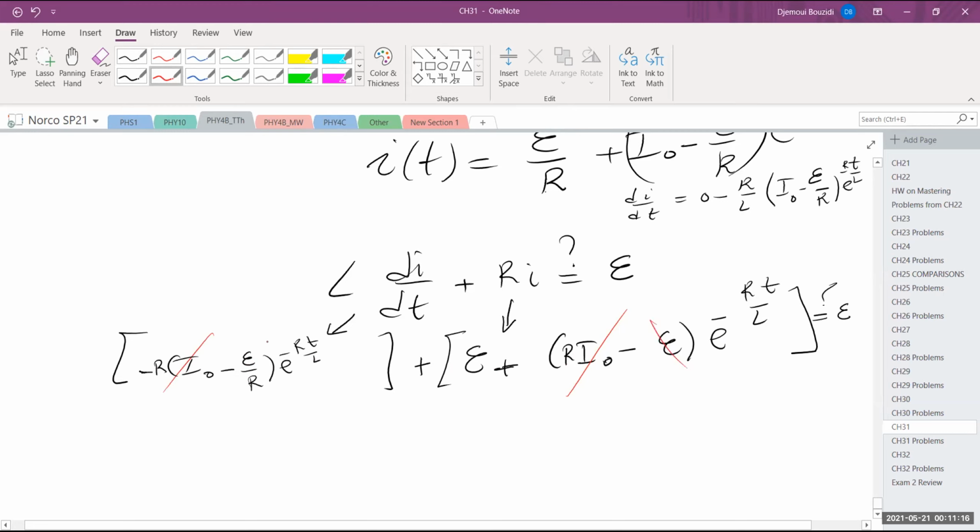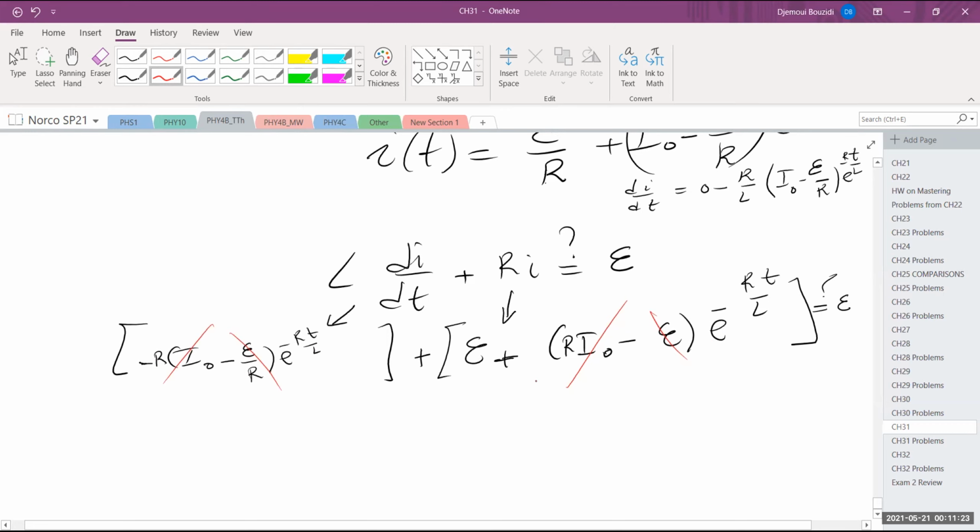They have also the right signs to cancel, because this is positive and they have the exact same term. So the only thing that is left on this side is epsilon. And is epsilon equal to epsilon? Obviously, yes. So it checks. So that is really the proof that indeed that is a solution. That 2 is a solution to equation 1, really.